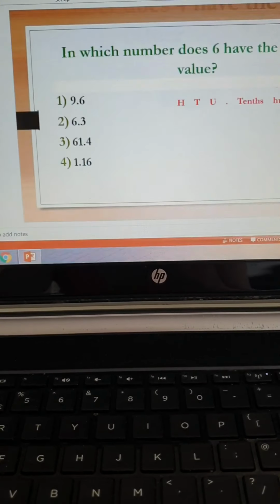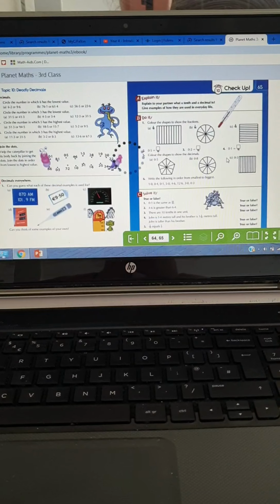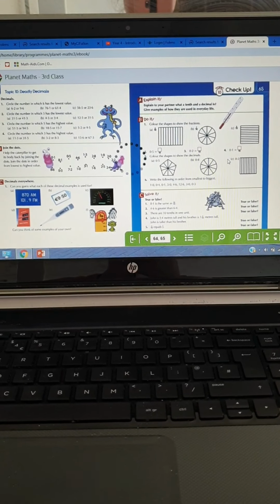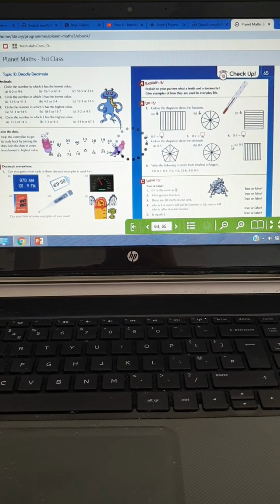Okay, so from there, guys, you can now do for me page 64 and 65, and I'm also going to have extra work attached to complete on decimals as well.